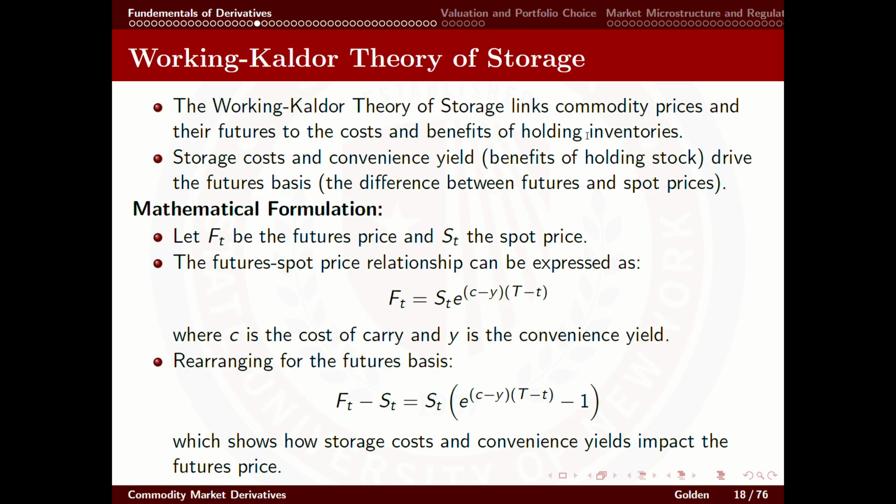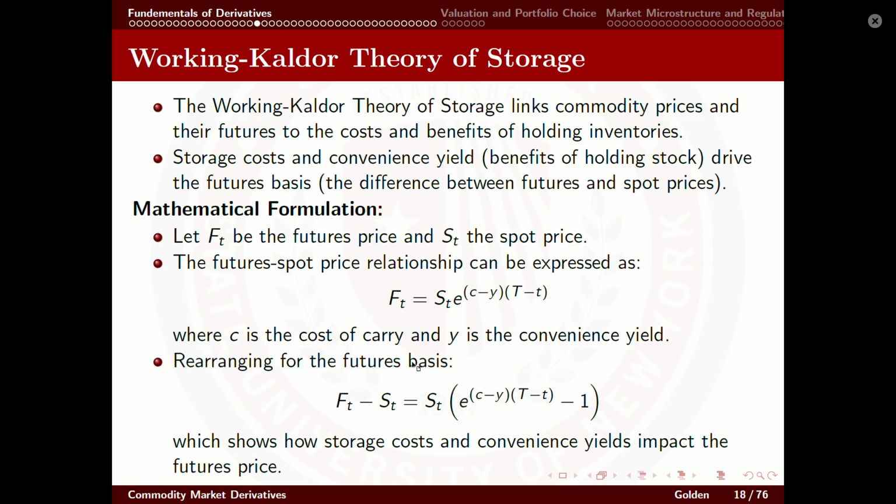So the mathematical formulation: F of T is the futures price and S of T is the spot price. The futures-spot relation can be expressed as F of T equals S of T times e to the power of (C minus Y) times (capital T minus little t), where C is the cost of carry and Y is the convenience yield. Basically, the futures price is a function of the spot price and the difference between the cost of having to carry and store more, and the value of having it today, being able to use it today, which presents a real optionality.